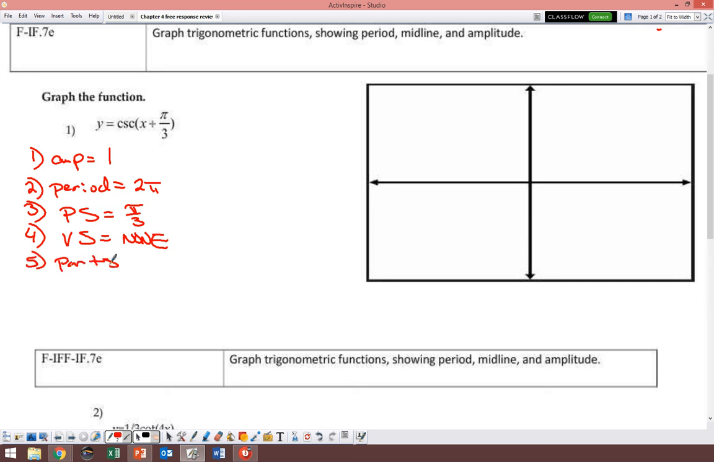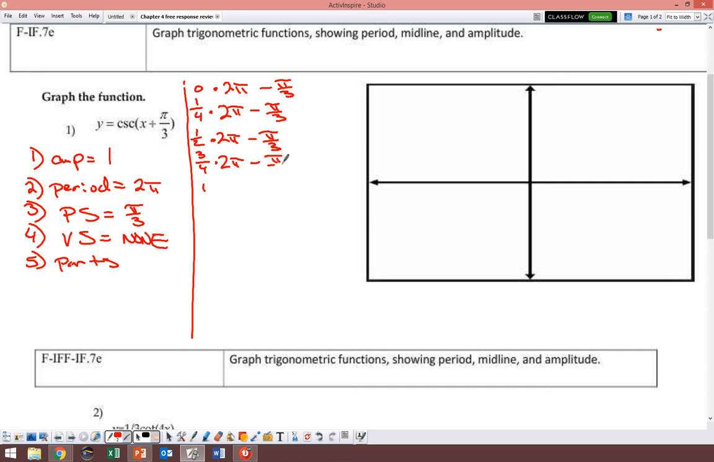0, 1 over 4. Okay, so step 5 parts. I'm going to put it over here. So 0, 1/4, 3 fourths, and 1. Okay, so I'm going to multiply by 2 pi, and then minus pi over 3. There we go. So we have it all set up now.